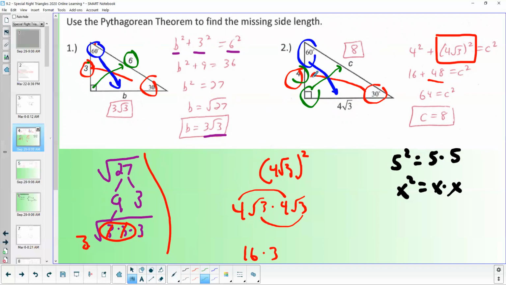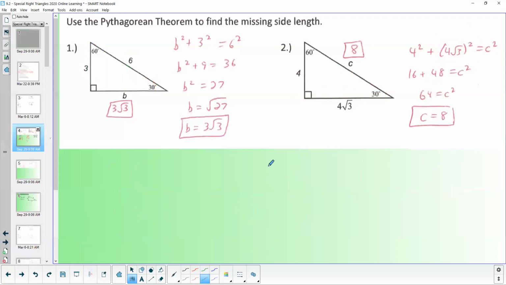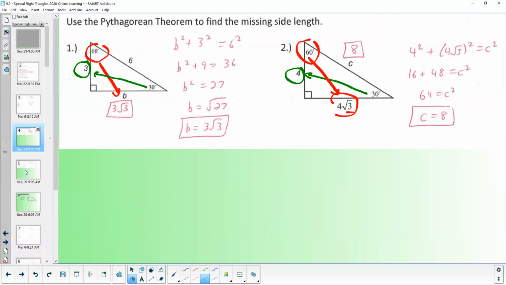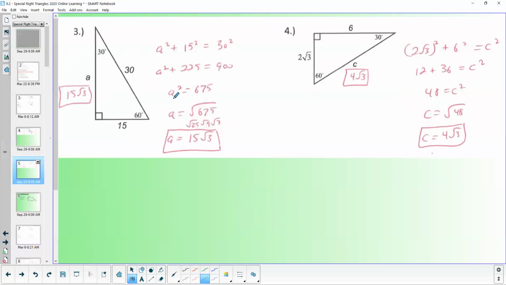And then you'll also notice, if you look at the two legs, it seems like whatever side is across from the 30-degree angle is exactly the same as the side that's across from the 60-degree angle, except the side that's across from the 60 has a root 3 with it. So same thing over here, you'll notice the side with the 60 has a 3 root 3, and the side that's across from the 30 is just a 3. So let's look at numbers 3 and 4 to see if that pattern holds.